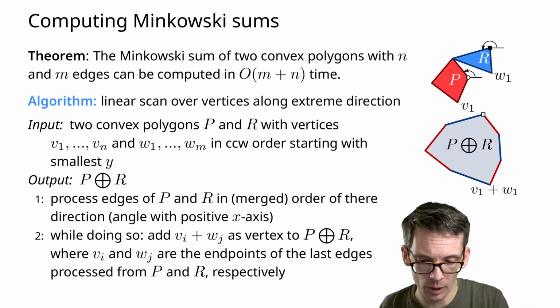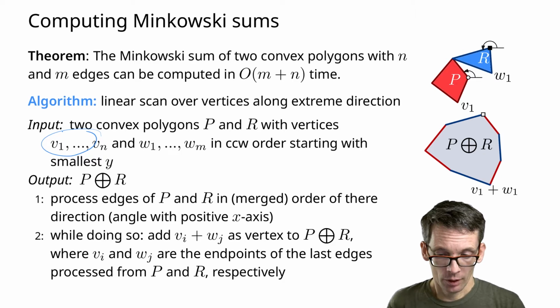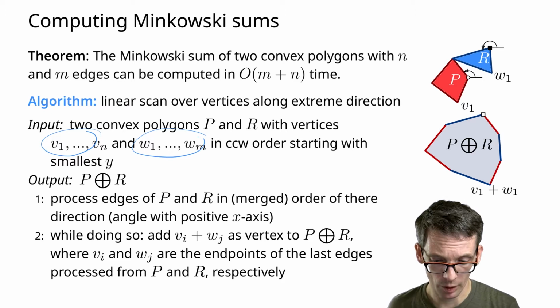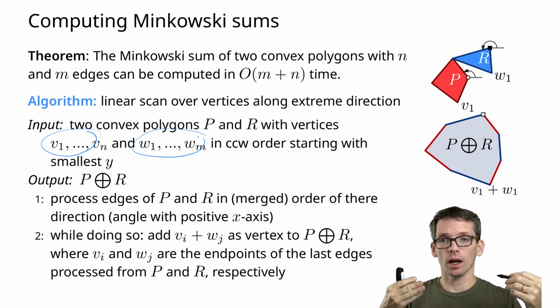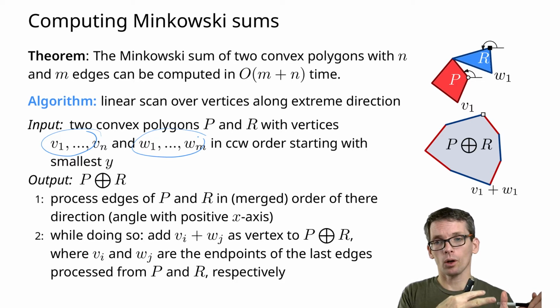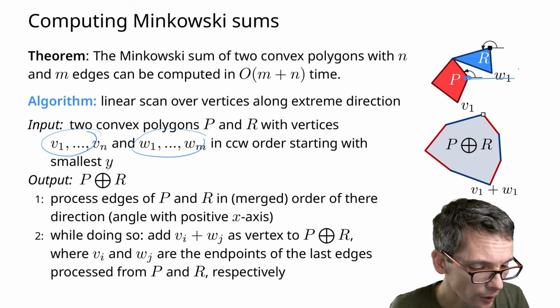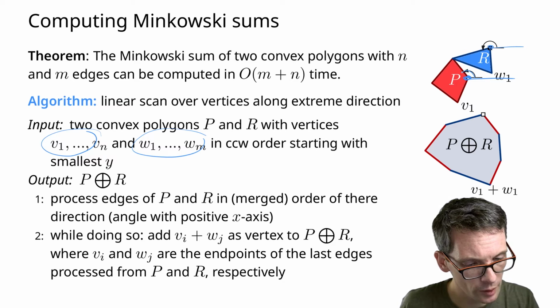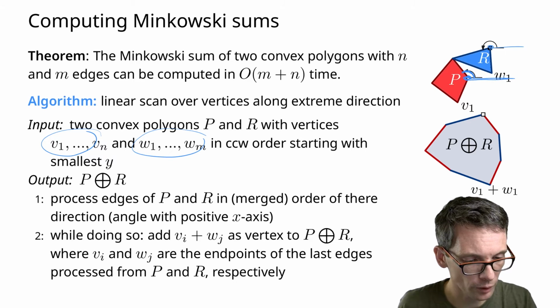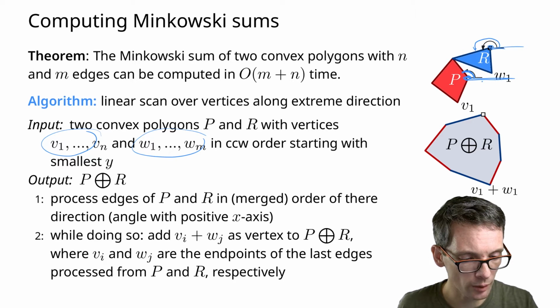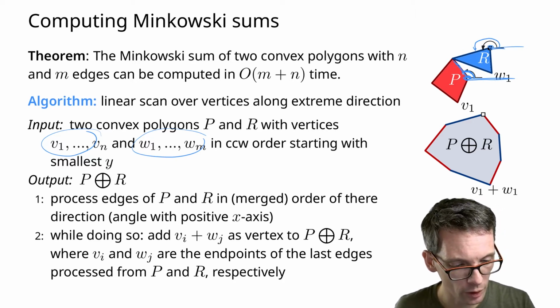So let's make that specific. I have the vertices of P in counterclockwise order, the vertices of R in counterclockwise order. Now I'm going to process the edges of P and R in the merged order in terms of the direction with the x-axis. So I start here and here, let's say, because this is the first one. This is the first edge in terms of that order, and this is the first edge of R in terms of that order. And now I'm processing the edges in the merged order, so this edge comes first.